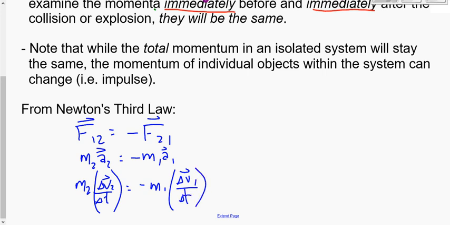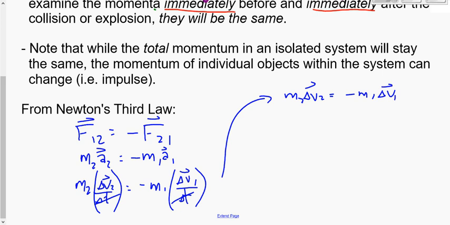Notice I put these subscripts beside m and delta v, but I didn't put a subscript beside delta t. How come? Why did I not distinguish between the time of contact for object 2 versus the time of contact for object 1, Ben? Yeah, they interact for the same amount of time, which means that we can actually cancel that out, right? Leads us to m2 delta v2 equals negative m1 delta v1.